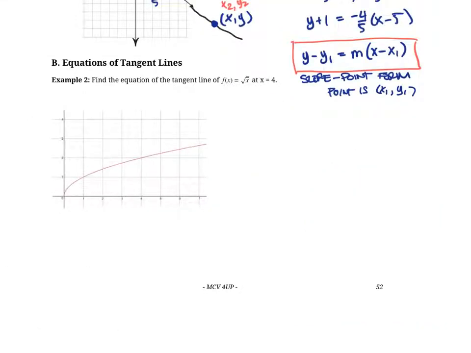So in this next example, you'll see why this is such a useful form of the equation of a line when we're doing calculus. It's actually a lot more useful than the slope y-intercept form because we don't usually work with the y-intercept very much. So example 2 says find the equation of a tangent line of f of x equals the square root of x at x equals 4.